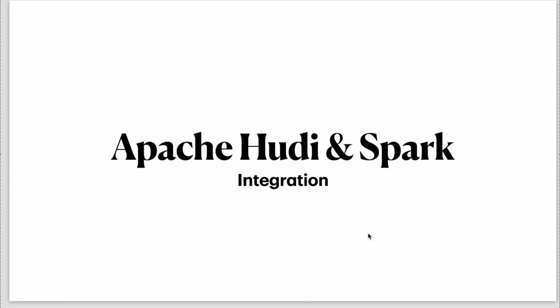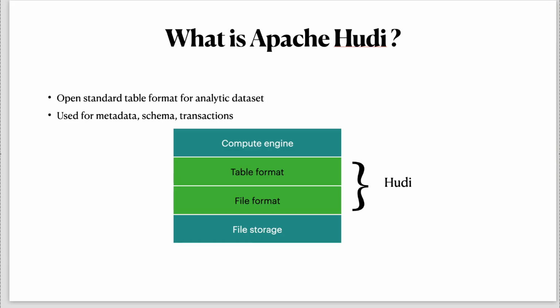Today we will talk about Apache Hudi and Spark integration. So what is Apache Hudi? Apache Hudi is an open standard table format for analytical datasets. It is very similar to Iceberg and Delta Lake open standard table formats. It is used to manage metadata, schema, and the transactions of a table.